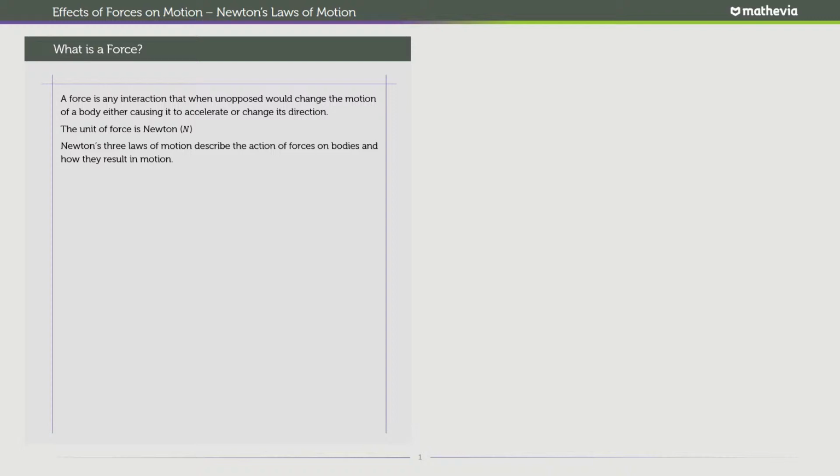Now, the first law. Newton's first law of motion states that a body will remain in a state of rest or motion with uniform velocity unless acted upon by an external force. Basically, just from the definition of what a force is, a body would remain in a state of rest. It will remain as it is unless acted upon by an external force, in a state of rest or moving with uniform velocity.